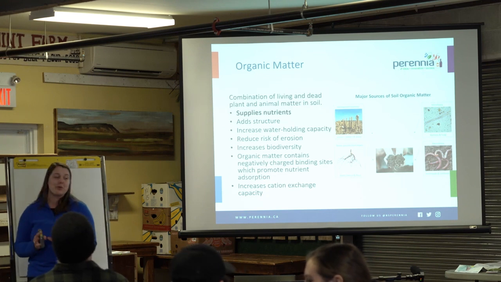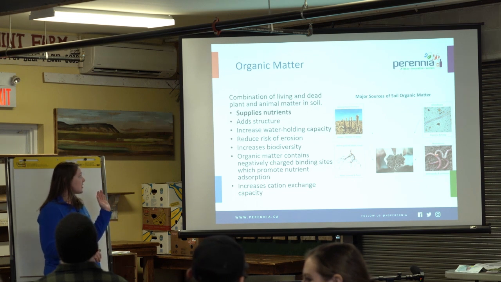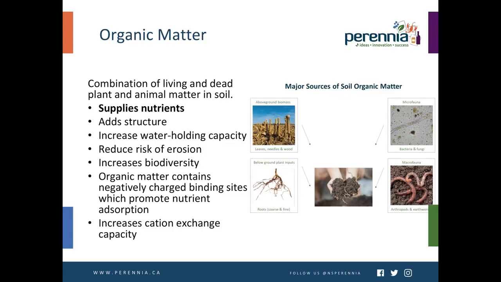Organic matter is so important. So very quickly, these are an example of some of the major sources of soil organic matter. It's the combination of living and dead plant and animal matter in your soil. And it helps with so many things. It supplies nutrients, it adds soil structure, it increases water holding capacity, so it reduces the risk of erosion, and increases biodiversity in your soil. It has negatively charged binding sites, which promotes nutrient absorption. Because as we saw earlier, we have those cations that are positively charged, so you need those negatively charged sites to bind them. And we'll talk about that a little bit more when we talk about cation exchange capacity.